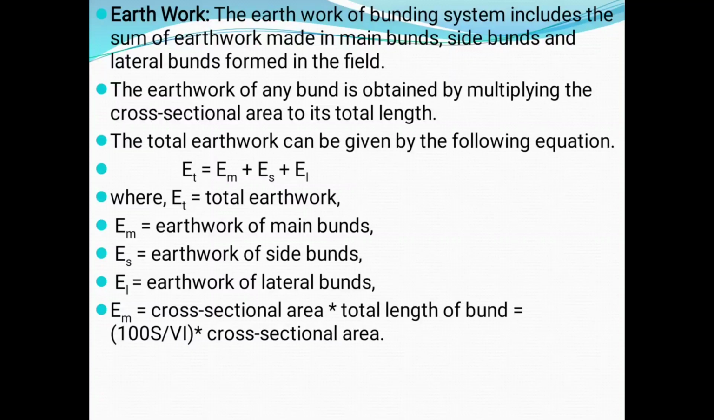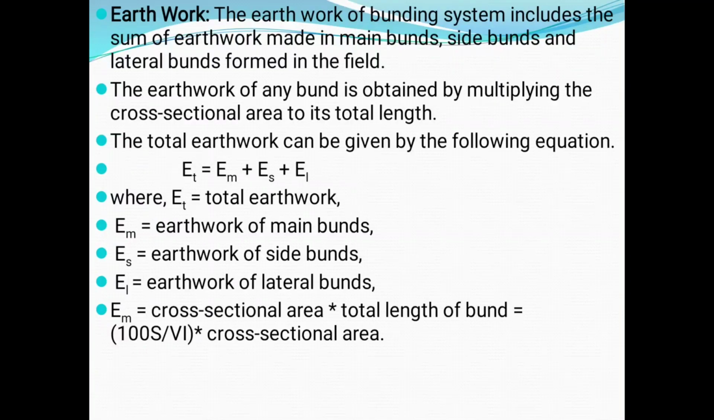Earthwork of the bunding system includes the earthwork made in main bunds, side bunds, and lateral bunds formed in the field. Earthwork of any bund is obtained by multiplying the cross-section area by its total length. The total earthwork can be given by the following equation: ET is equal to EM plus ES plus EL, where ET is total earthwork, EM earthwork of the main bund, ES earthwork of the side bund, and EL earthwork of the lateral bund.